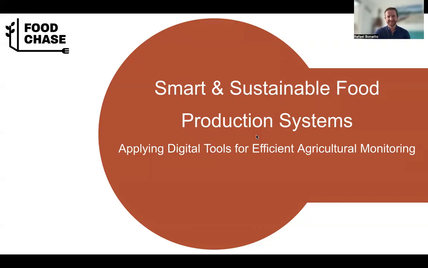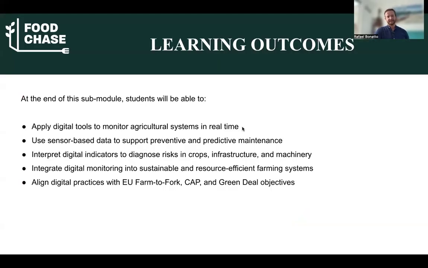Let's start our presentation. Learning outcomes. At the end of this module, students will be able to apply digital tools to monitor agriculture systems in the real world, understanding how important such digital tools are and how to use them; use sensor-based data to support preventive and predictive maintenance, understanding the difference between preventive and predictive; interpret digital indicators to diagnose risks in crops, infrastructure and machinery; integrate digital monitoring into sustainable, resource-efficient farming systems; and align digital practices with the EU Farm to Fork, CAP (Common Agricultural Policy), and Green Deal objectives.